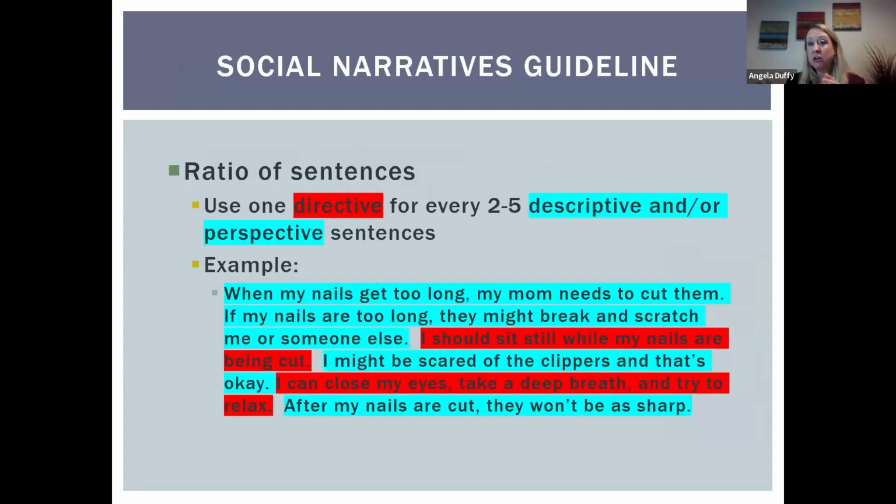So my example here for cutting nails, I don't know how many of your kids have trouble with this. It can be a challenge. But my example is when my nails get too long, my mom needs to cut them, or grandma needs to cut them, or dad needs to cut them, whoever. If my nails are too long, they might break and scratch me or someone else. I should sit still while my nails are being cut. I might be scared of the clippers, and that's okay. I can close my eyes, take a deep breath, and try to relax. After my nails are cut, they won't be as sharp. So you see how I included a good mixture of sentences here.